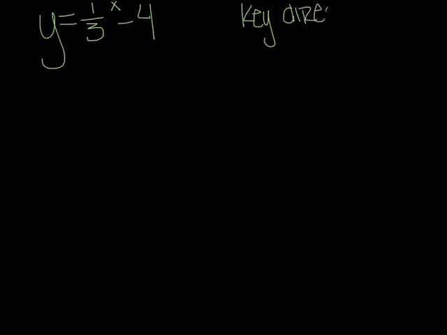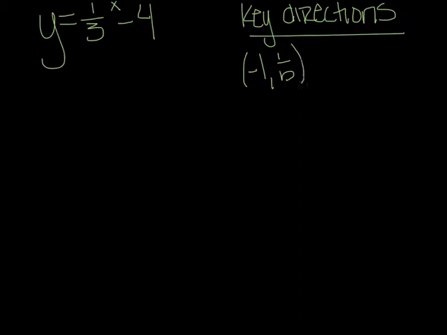Right, let's say that we have y equals (1/3)^x minus 4. I would like to graph this using key directions. Remember, our key directions are (-1, 1/b), (0, 1), and (1, b).